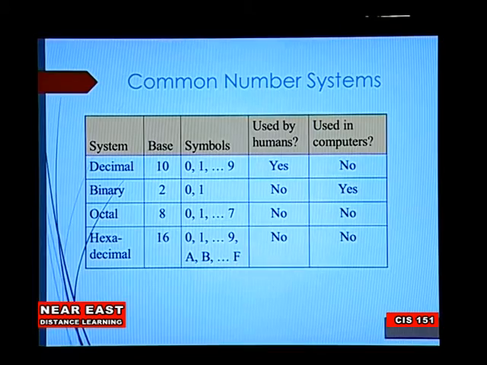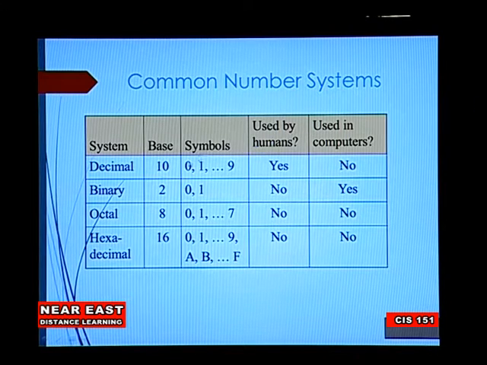Today our lesson will be about number systems. Common number systems. We know that the computer doesn't understand human language. It only understands binary language, so our language is converted to computer language, 0 and 1. Now we will show you how to convert decimal, octal, and hexadecimal to binary.